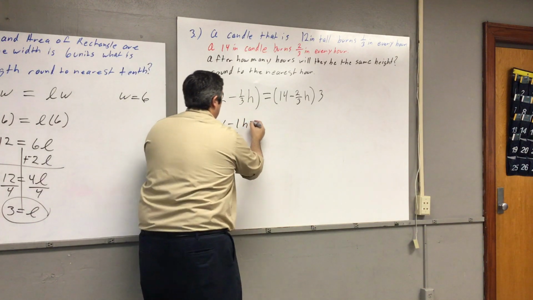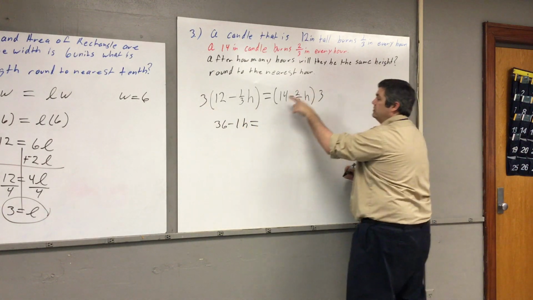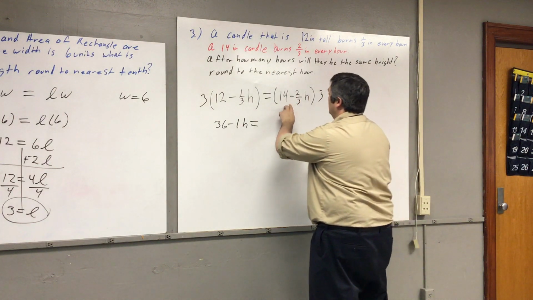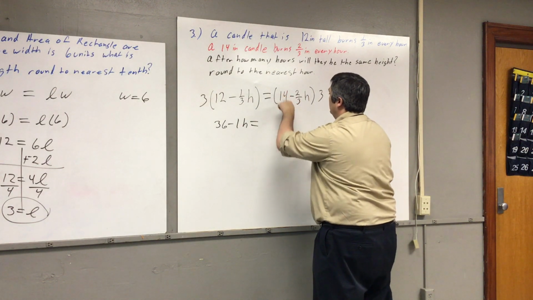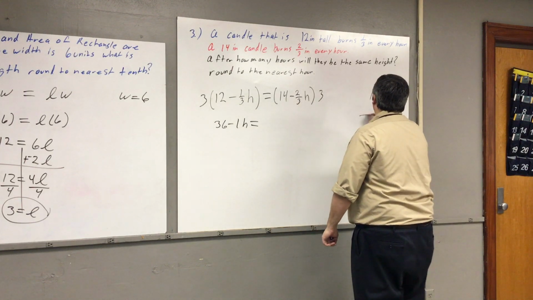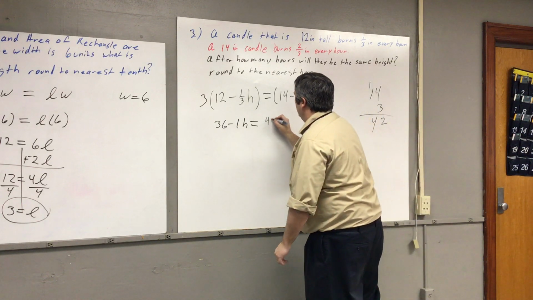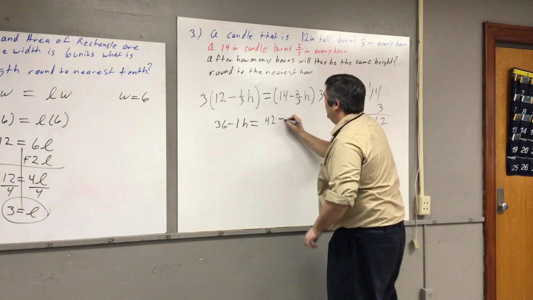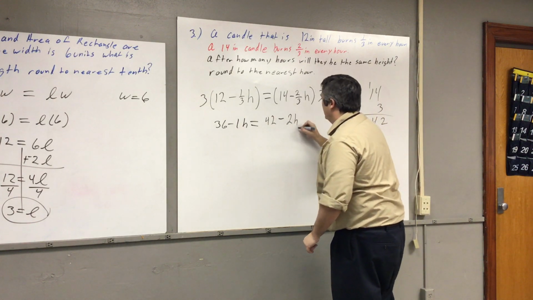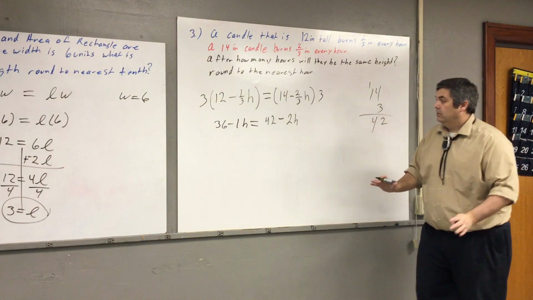Okay? Equals, and then I'm going to do the same thing through here. And I'm going to distribute this through. 3 times 14, 42. Okay, so we got 42 minus, and because these two things cross out, I have 2h left. And that's the whole point. Now from here, we can solve this. This makes it a lot easier.